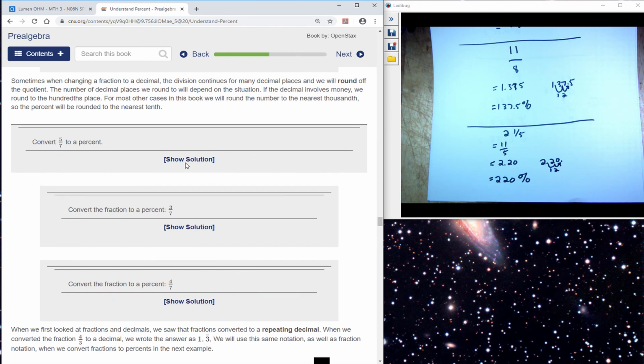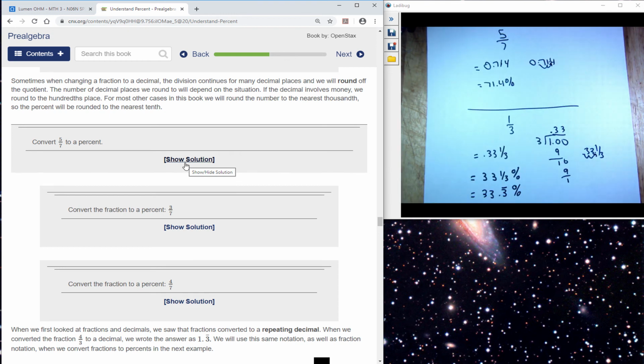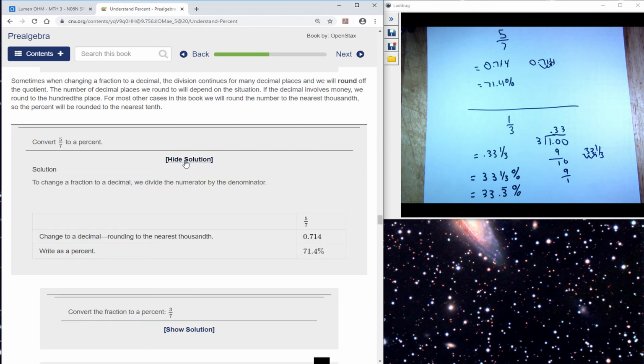Next one is to write 5/7 as a percent. Sometimes the decimals here, when you divide them out, they repeat. So you just take it out to the thousandths place when you do your division on it. So this one here we have 5/7. They do the division. In this case, they round to the thousandths place, and then they end up shifting the decimal place 2 places to the right, and they have 71.4.